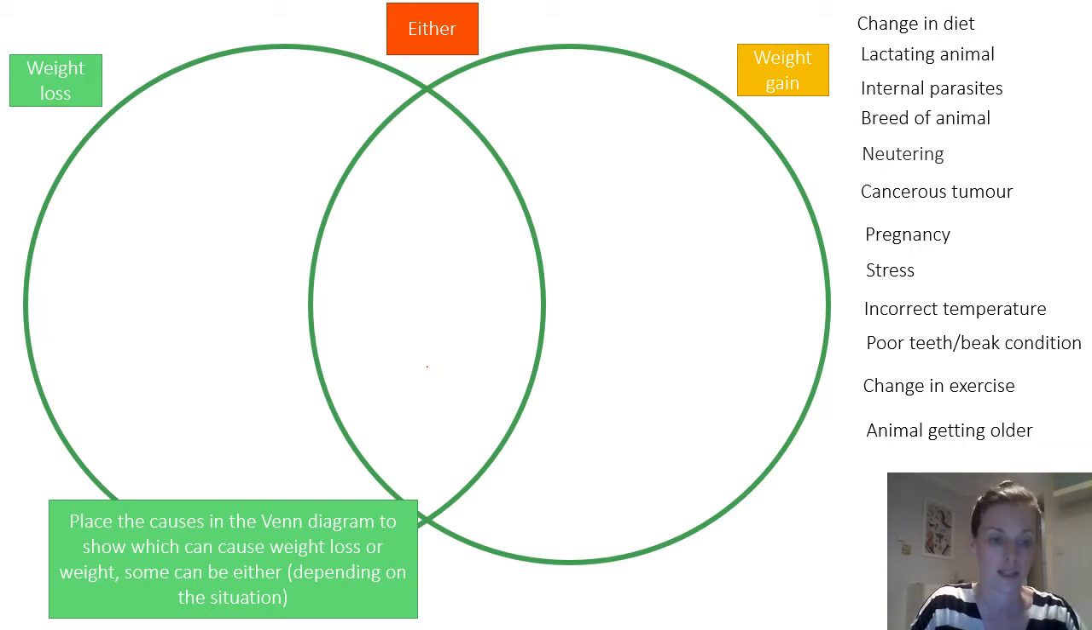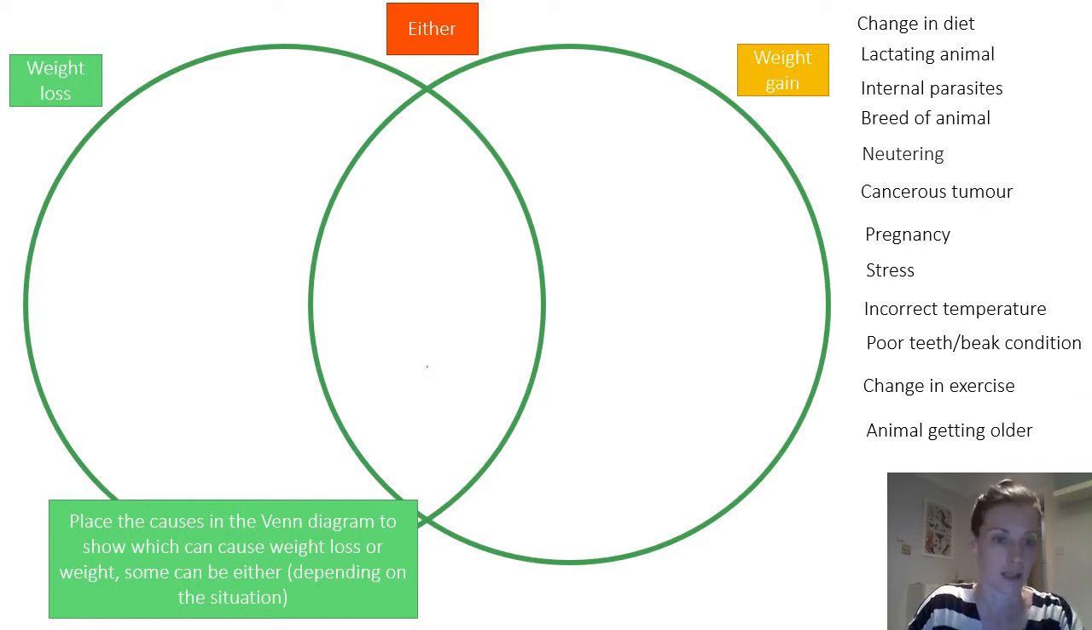So the first task that I'd like you to do today is think about what are the things that cause weight change in an animal. So I've got a list on the side there: change in diet, lactating animal, internal parasites, the breed of the animal, neutering, cancerous tumours, pregnancy, stress, incorrect temperature, poor teeth or beak condition, change in exercise routines, or animals getting older. So I'd like you to think about which area they'd go in.